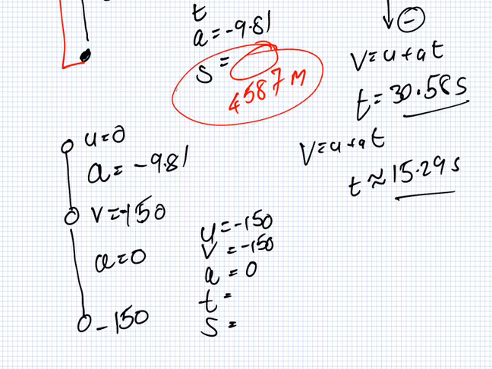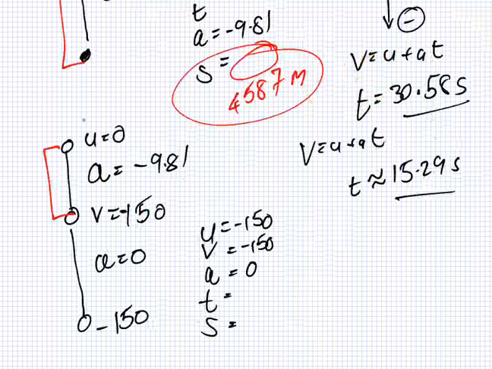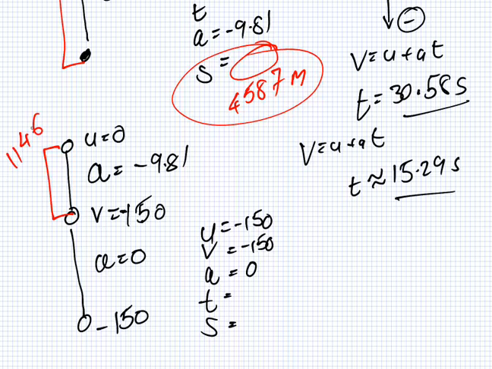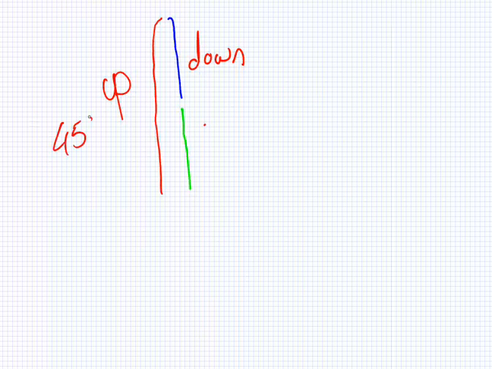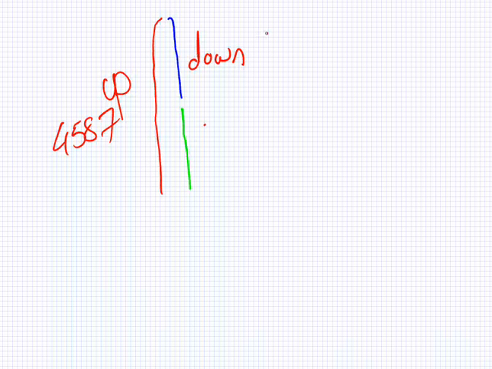So what's the a though? We'll still say that the a is roughly minus 9.81. Should it be bigger than 9.81 or smaller than 9.81? Smaller. So we'll just say it's roughly 9.81. So I want the time, so again, v equals u plus at. So I get t is roughly 15.29 seconds.